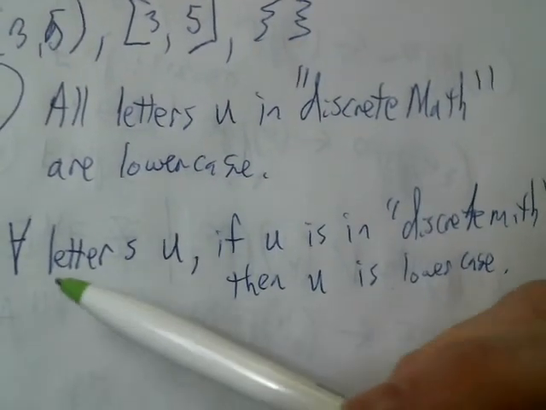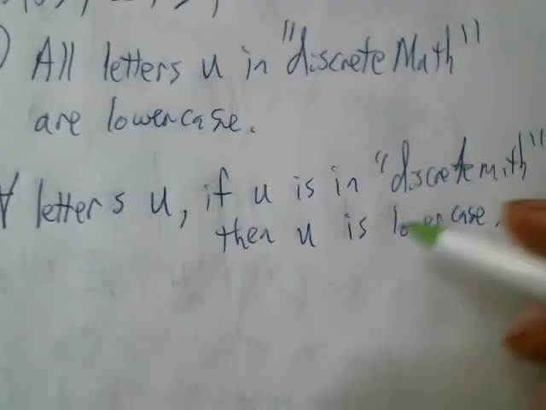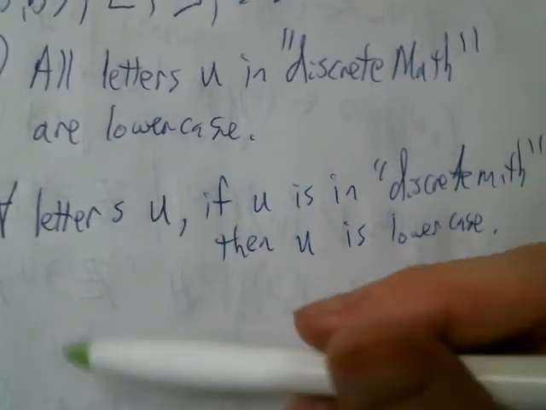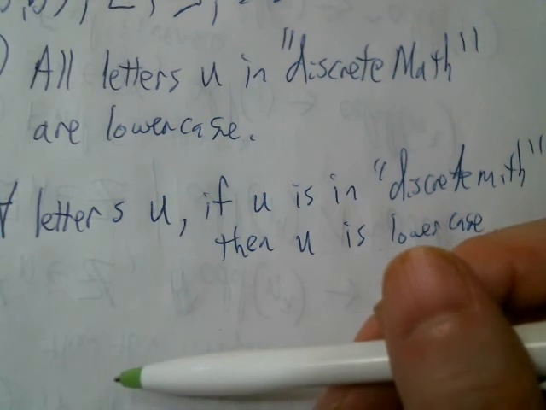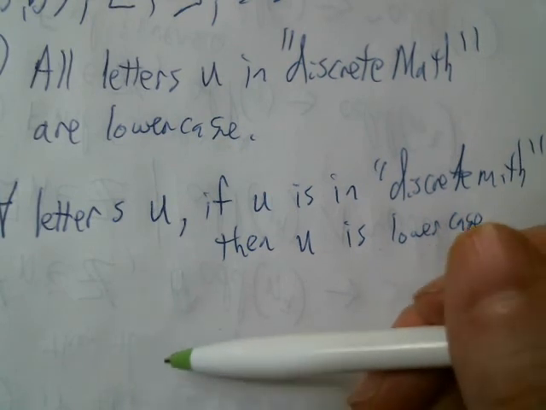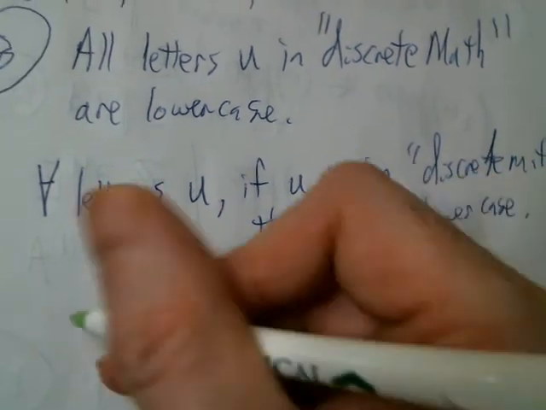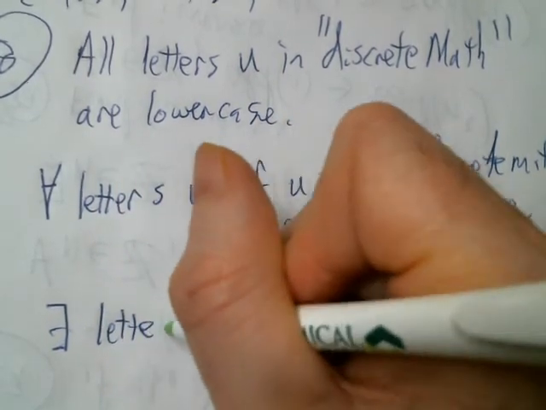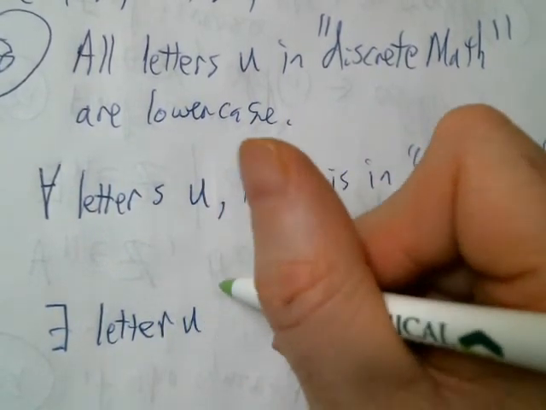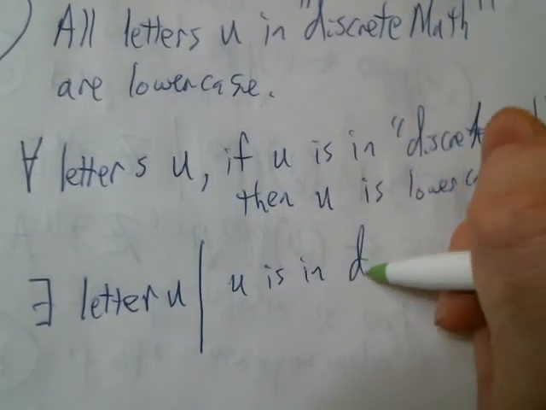Okay, but you can also think of it by negating it, and then it becomes painfully obvious, because the negation is not true, the original statement must be true. Okay, so look at the negation. There exists a letter U such that U is in discrete math.